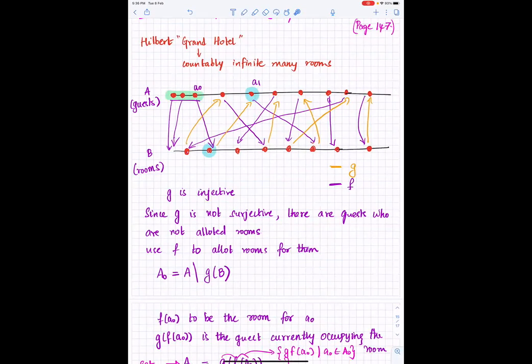I think we can give f of a naught. You can just give whatever f gives, right? We can do that safely because whoever was here will be in A1, and f of A1 is some room. That is what you have to allot to A1. Is it clear? Is this agreeable to everybody? If he has been displaced, you just allot him f of whatever room he should get according to the function. Does anybody have a disagreement with this?